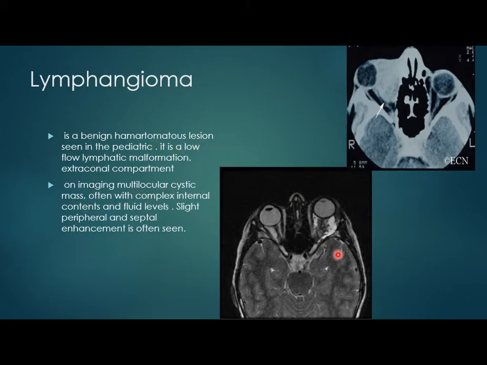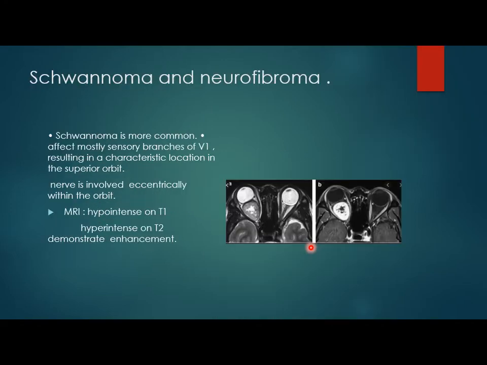Lymphangioma is a benign hamartomatous lesion. On imaging, it appears as multilocular cystic lesions, sometimes with an air-fluid level or complex internal echo, which we can see on it. On enhancement, there may be septal enhancement or slight peripheral enhancement. These are pictures of lymphangioma.